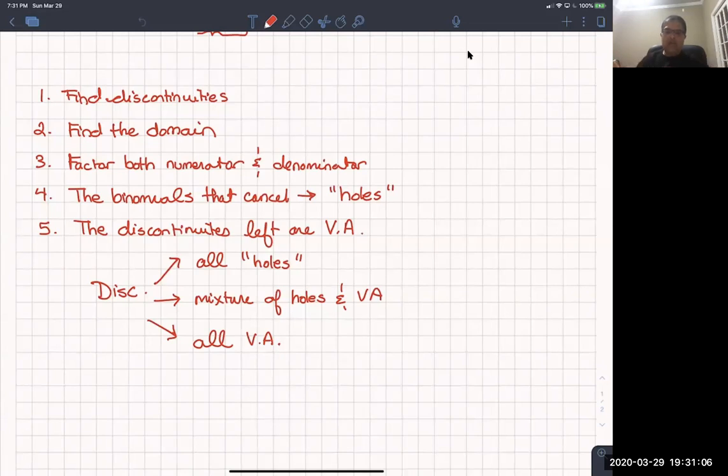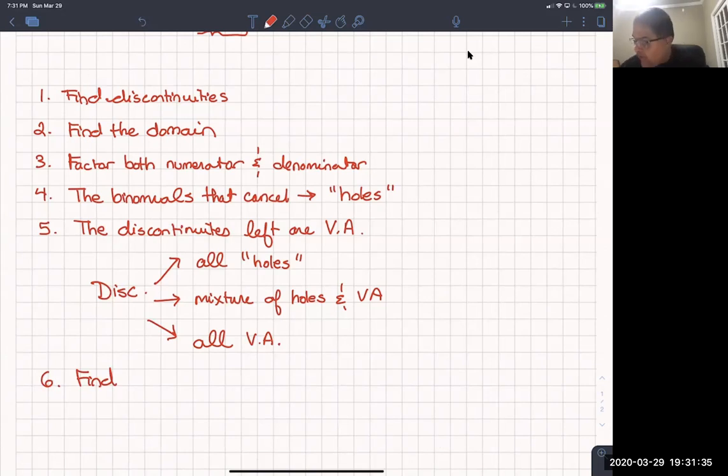Once we write the domain, we're going to take my discontinuities and classify them as holes versus vertical asymptotes. In order to do that, I've got to factor to see if any of the binomials or any of the values can get eliminated. If nothing gets eliminated, then all of my discontinuities are vertical asymptotes. Whatever can get removed are holes. Okay. Now, the last thing we're going to do is find any horizontal asymptotes. Once we deal with our discontinuities and classify them, then we find the horizontal asymptotes.